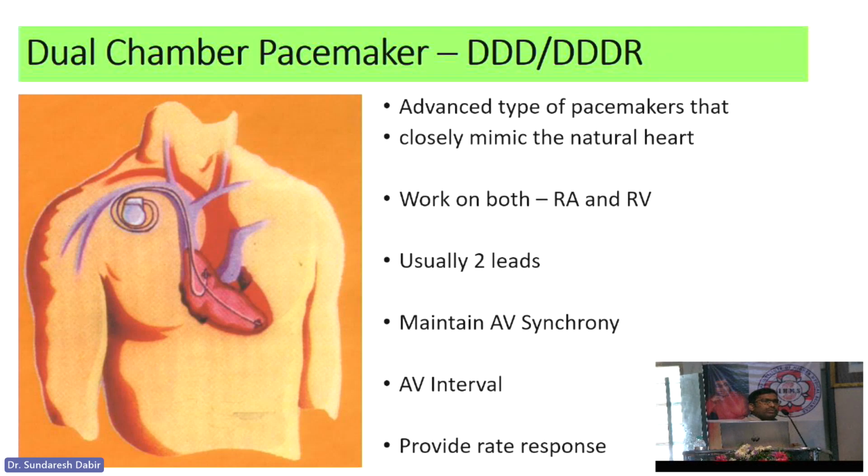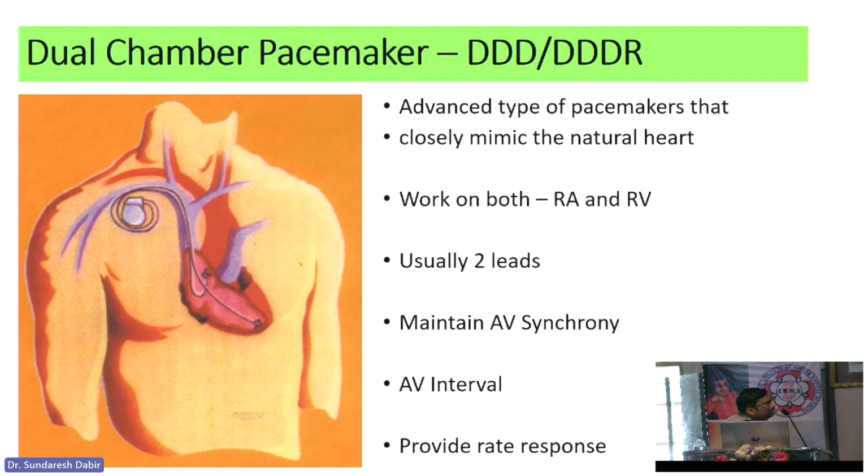So what kind of parameters we need to program, adequate for patient selection, we can do the needful. That is called the AV interval, for example. Rate responsive, anyhow, we are going to talk about. So a rate responsive pacemaker, which is VVIR, is rate responsive. DDDR is also the dual chamber rate responsive.